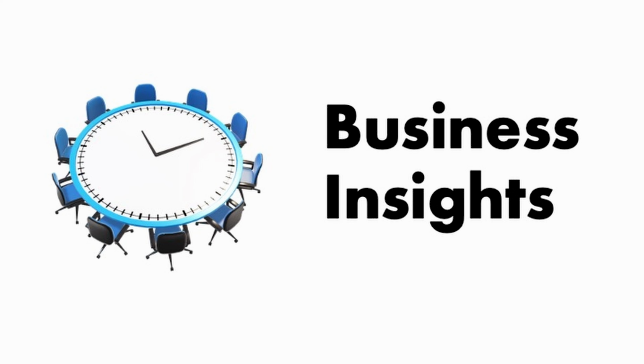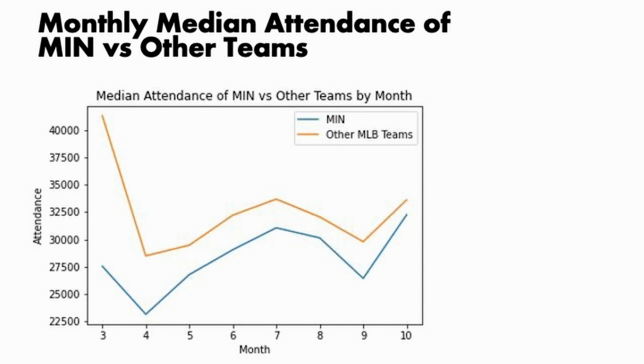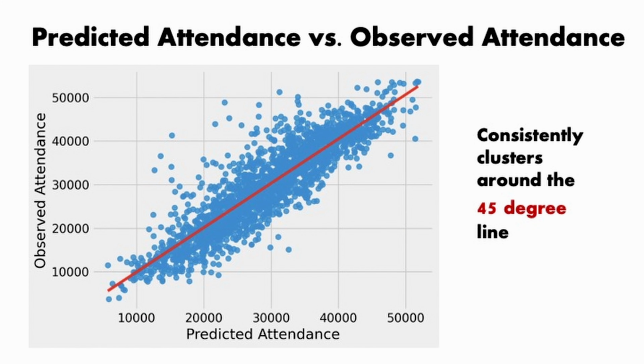Thank you, Alex. So we've talked a lot about the technical aspects of our model, and a lot about what went into the model in terms of data and the model itself. So now we're going to talk a little bit about how this can actually help the Minnesota Twins as a business. Firstly, the graph you see is the monthly median attendance of Minnesota versus other teams. We can clearly see from this graph that on average, Minnesota has lower attendance than other teams, and this is really the problem that we're trying to solve using our model.